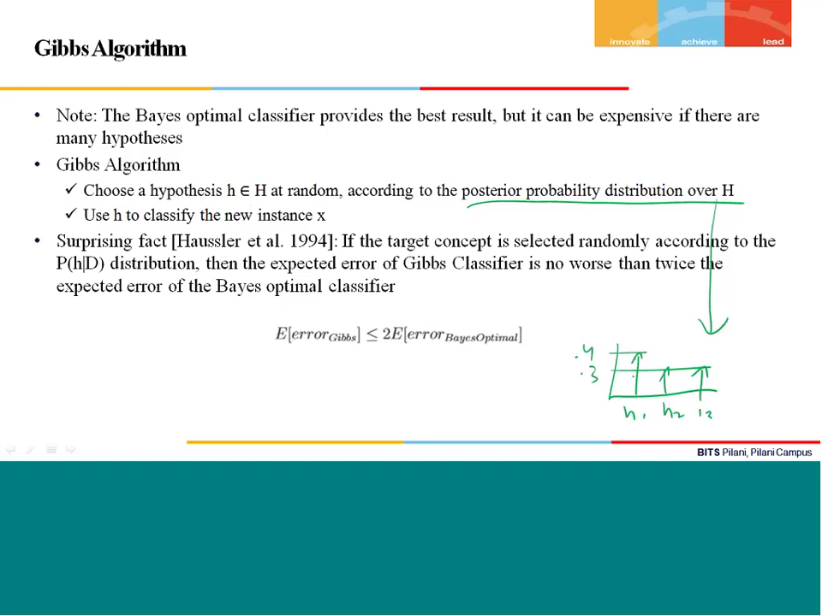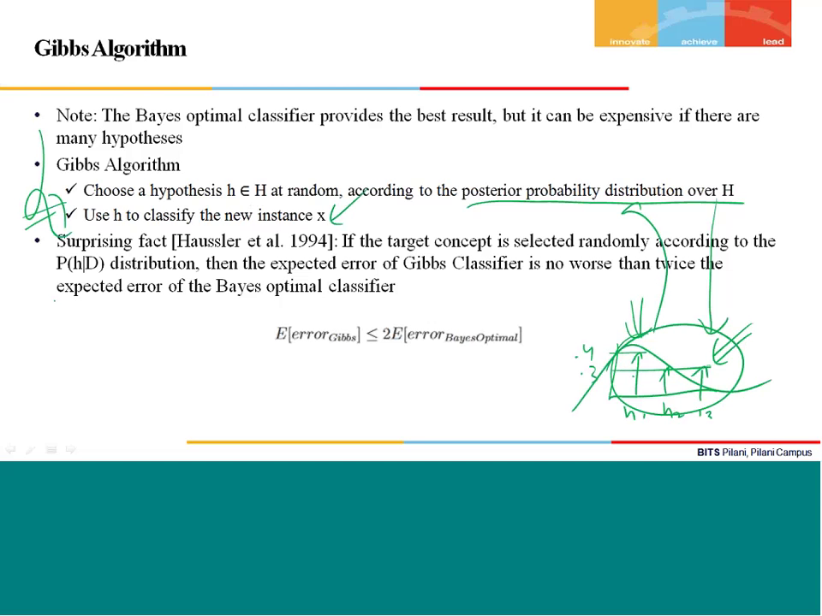So this is my distribution. According to this distribution, I pick my hypothesis and classify X according to that. There is a maximum likelihood that I will pick the most probable hypothesis, but it is not saying that you cannot pick the other hypotheses, because they have some probability too. So Gibbs is saying don't go for every hypothesis, just pick a hypothesis randomly according to this distribution and classify the new X according to the picked hypothesis.